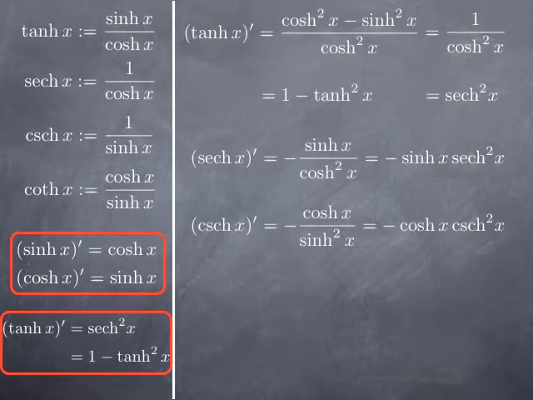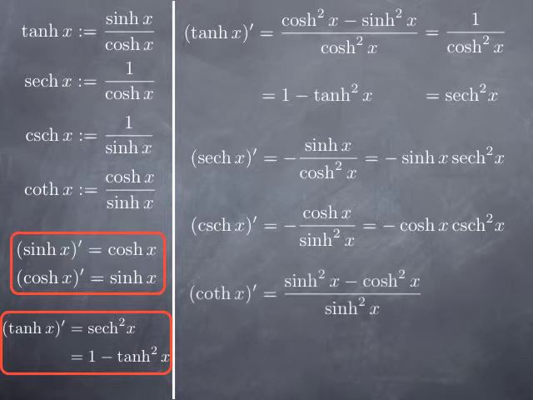Just the same way, the derivative of the hyperbolic cosecant is negative the derivative of sinh, which is cosh, divided by sinh squared, and we can write that as negative cosh x multiplied by hyperbolic cosecant squared.